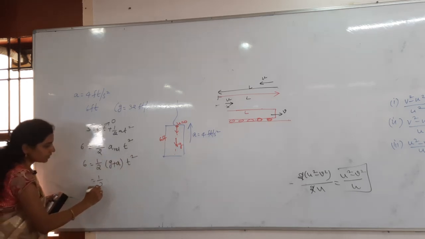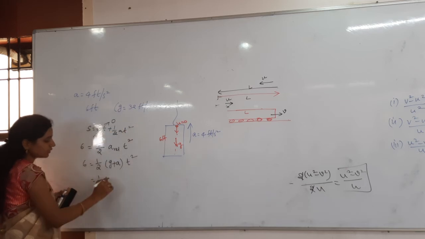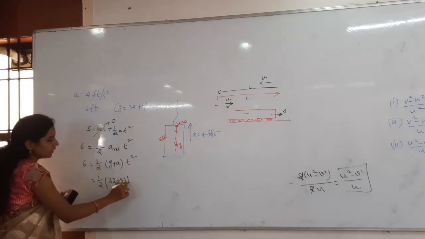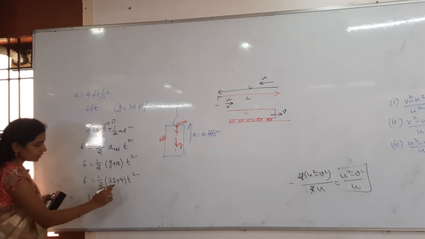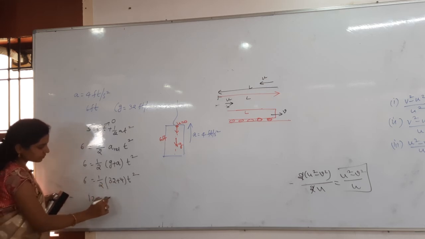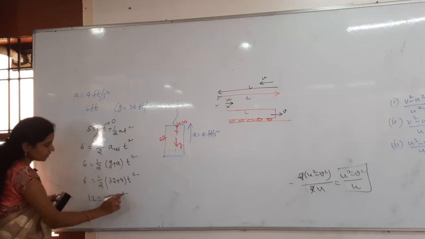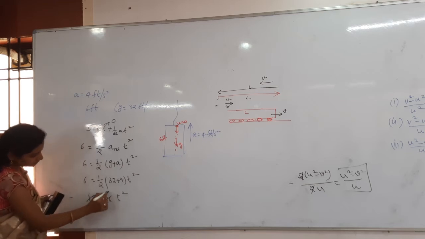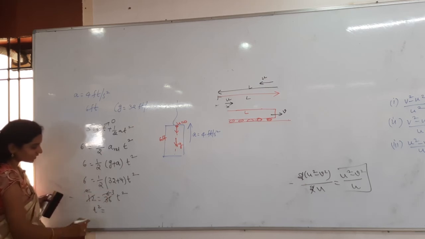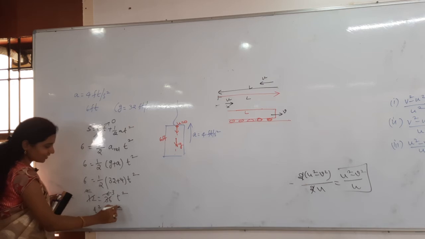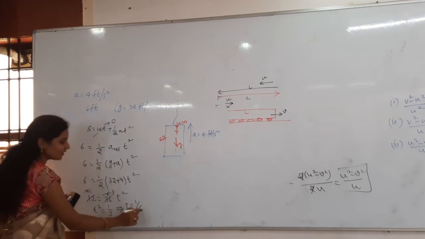Then here half into g is how much they have given already? 32 plus 4 into t square is equal to 6. Then this will be how much? 12 is equal to 32 plus 4, that is 36, into t square. Then this is 1 by 3, 12 threes are 36. Then t is equal to 1 by root 3 seconds.